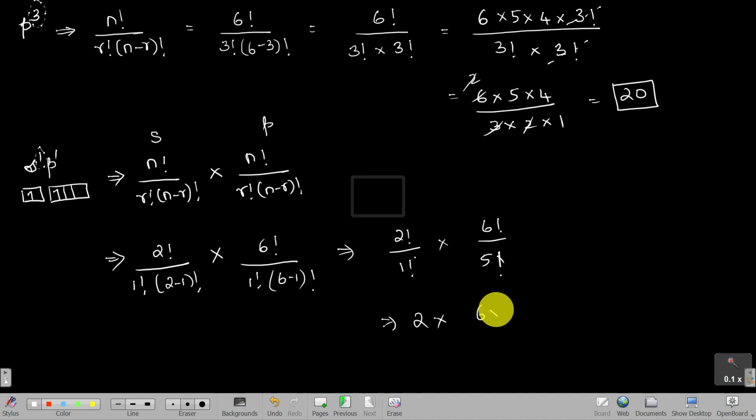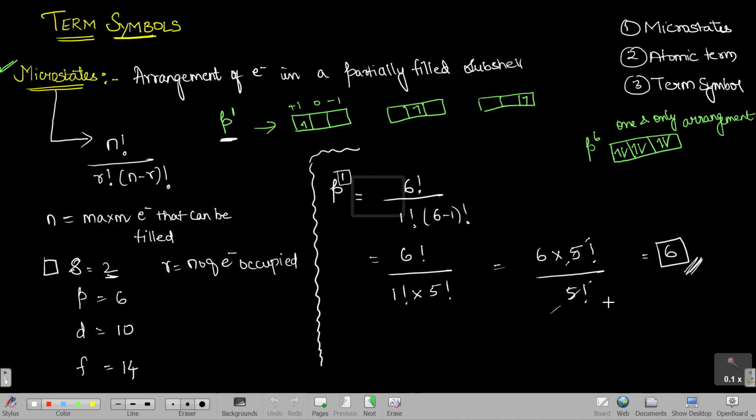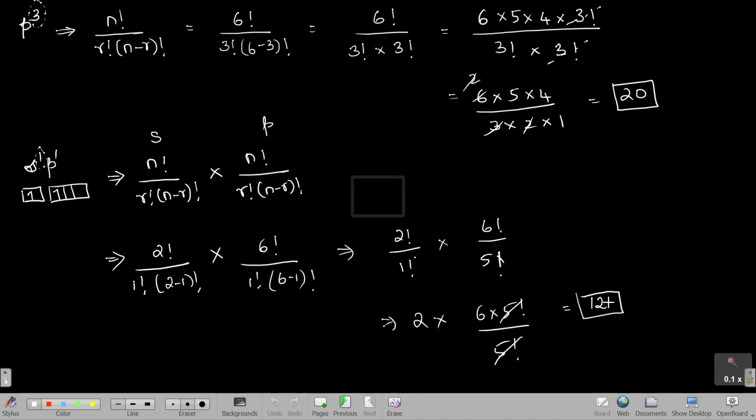multiplied by, this one I can write as 6 into 5 factorial divided by 5 factorial. So 5 factorial will get cancelled. So the total number of possibilities is 6 into 2, that is 12. Okay. So for the S1 P1 configuration, the total number of microstates is 12. That is the total number of arrangements possible, equal to 12. Okay. So this is the concept of microstates.